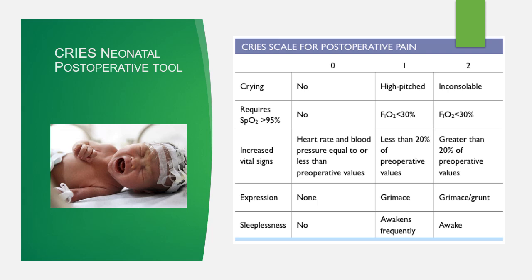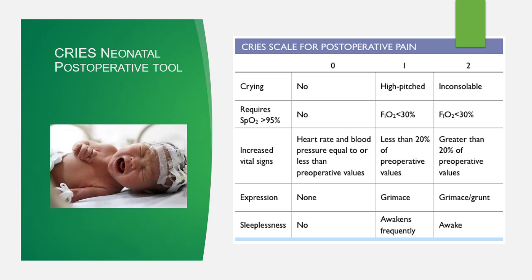The CRIES neonatal postoperative tool is used to assess postoperative pain in the neonate who's too young to use verbal responses, obviously. So you can see, very similar to APGAR, it looks at crying, oxygenation, vital signs, their grimace or expression, and their consolability or sleeplessness. And it's scored on a 0, 1, or 2. The higher the scale, the higher the score, the worse the pain.